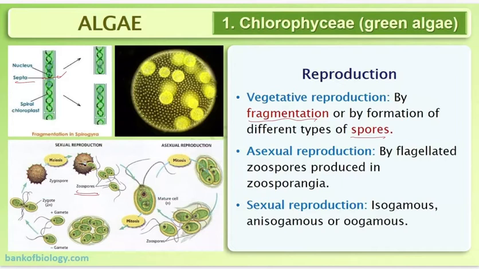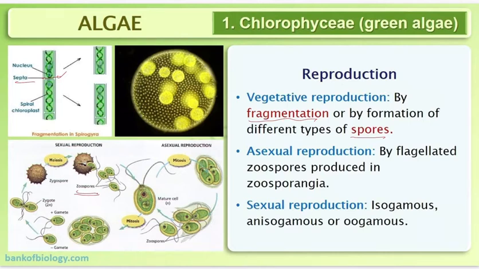There is a structure called zoosporangia. So this zoosporangia will form what are known as zoospores, and these are flagellated, and this is released in the form of asexual reproduction. On the other hand, in sexual reproduction, isogamous, anisogamous, and oogamous.